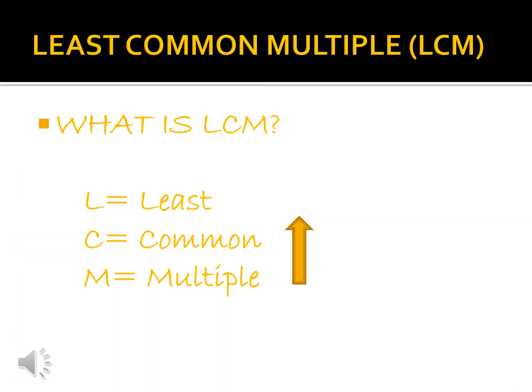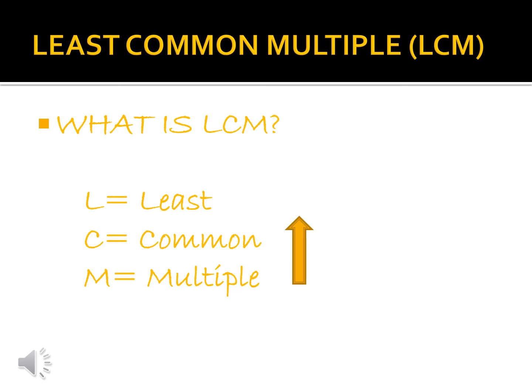Now the next topic is LCM, that is least common multiple. What is LCM? L stands for least, that means minimum. C stands for common and M stands for multiple. Here also we are following the same concept. If you want to find the LCM of two numbers, we first of all look at the multiples of the two numbers. Then we find out the common ones out of those multiples and then we select the least common multiple, right? We select the smallest number out of those common numbers. So here also we are performing the back procedure.